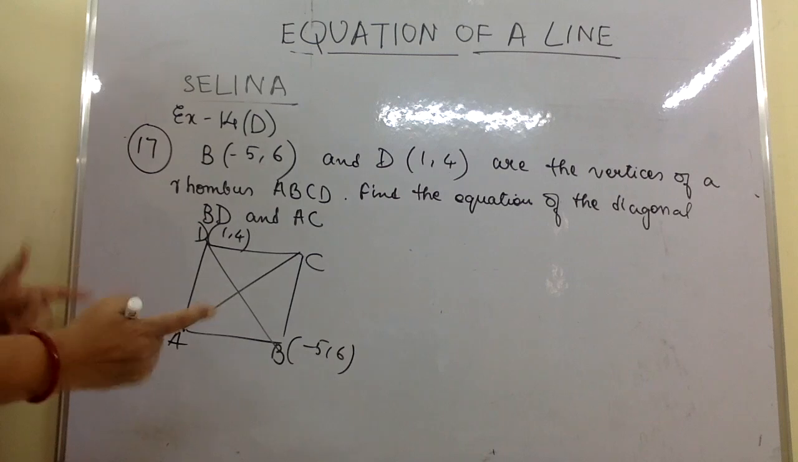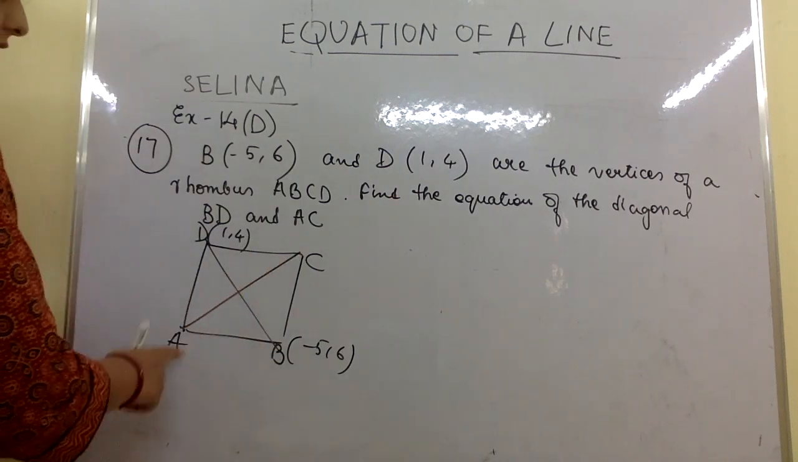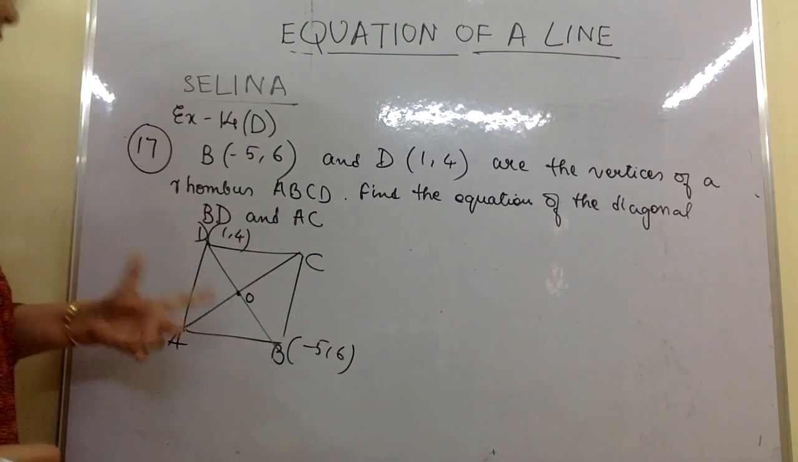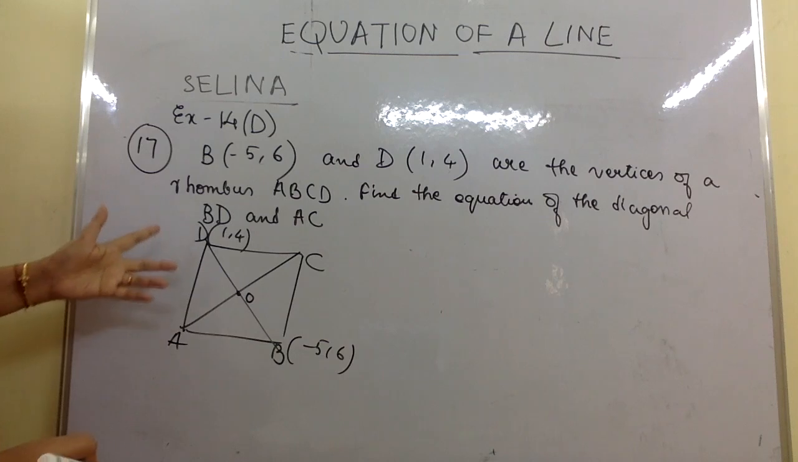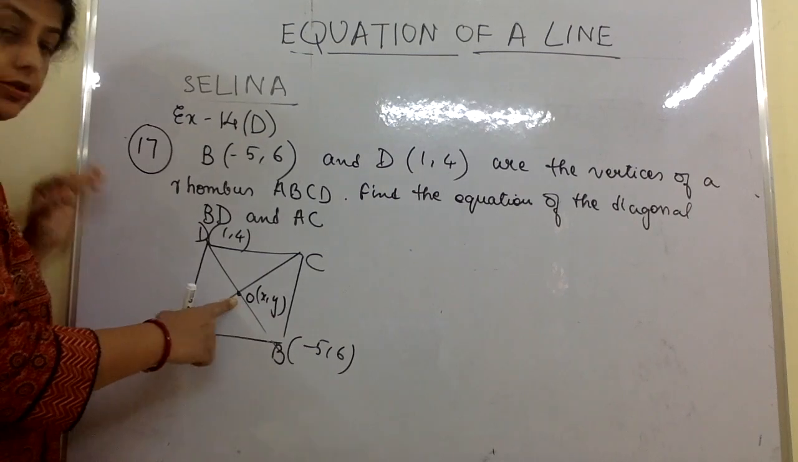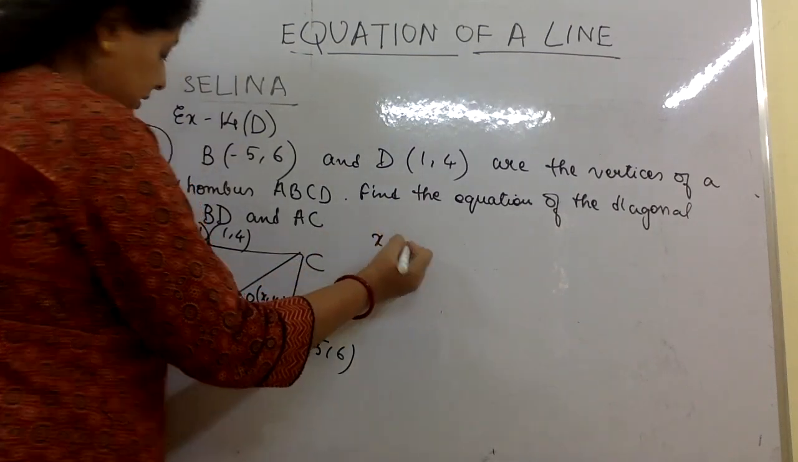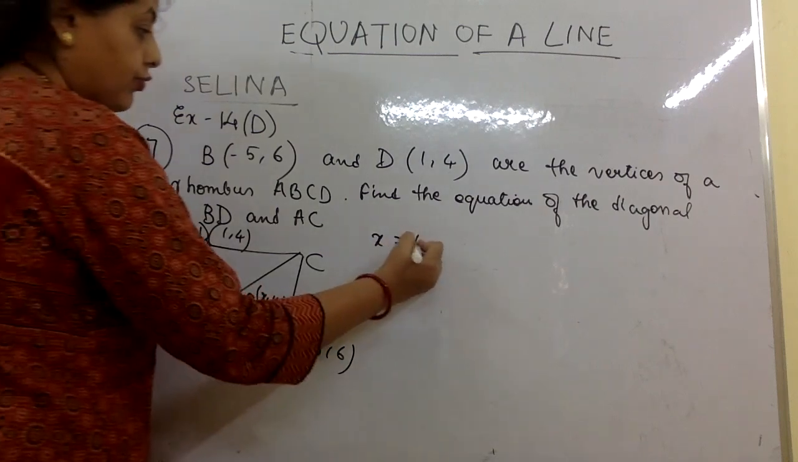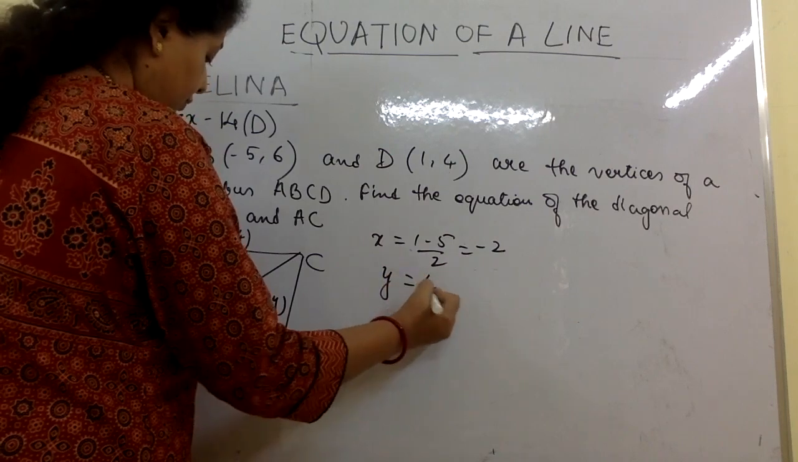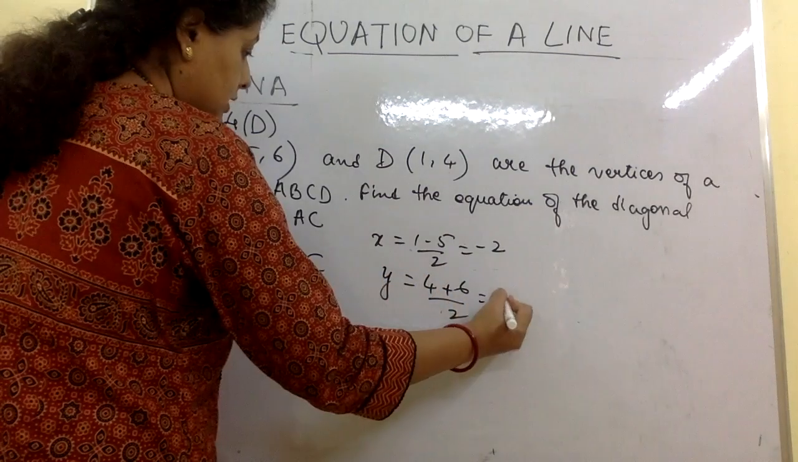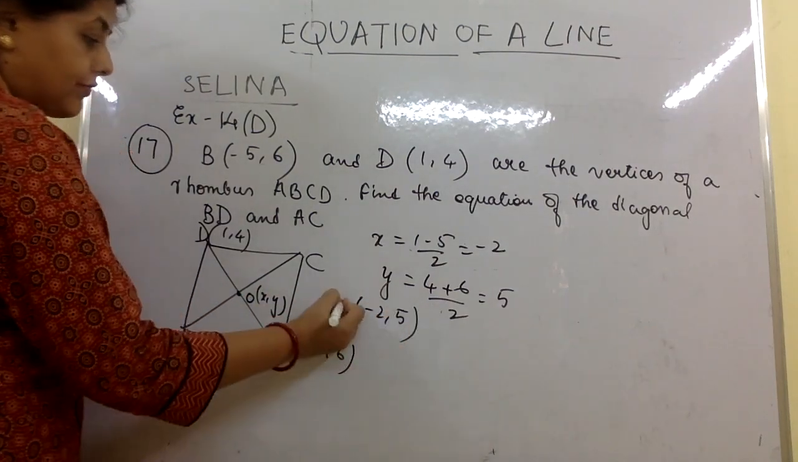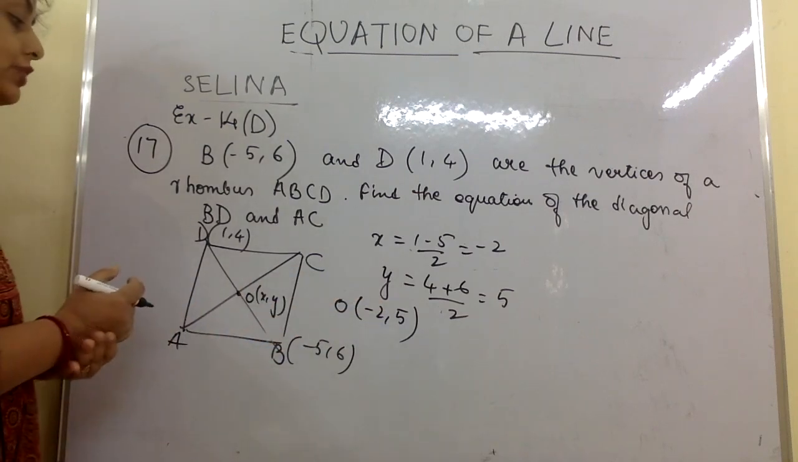Okay, now what do they want? They want the equation of this and the equation of this. Now here I'll do one thing first. First I'll mark the point of intersection of the diagonals as O, and then I will first find the coordinates of this point O. So x is 1 minus 5 by 2, which is minus 2, and y is 4 plus 6 by 2, which is 5. So the coordinates of this point are minus 2, 5. O is minus 2, 5. So that is one part done.